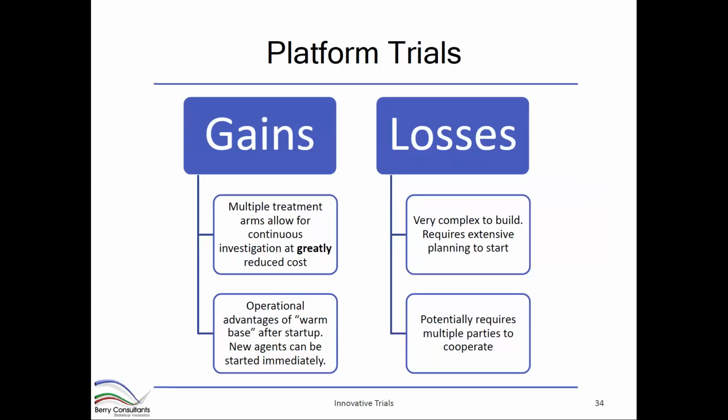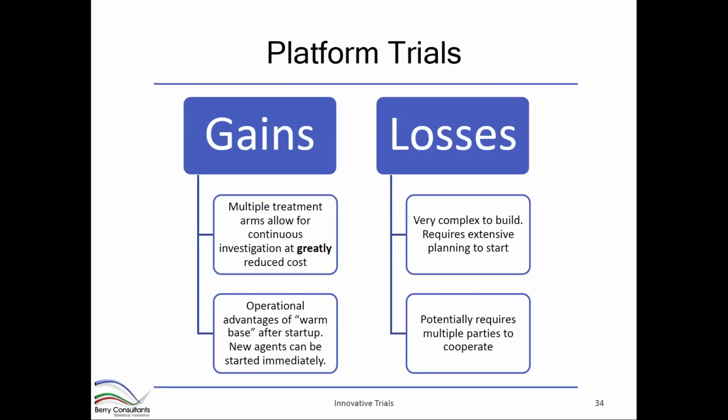The losses here: this is a very complex animal. These are new, and it takes a lot of effort to get everything balanced for arms coming in and out and make sure they work. So it is harder to start, harder to get going, but once it's going, it gets a tremendous amount of momentum. It also requires multiple parties to cooperate. Those 25 different treatments didn't run identical trials. They each had their own quirks, and you have to get everyone to agree to work in the same sandbox. That can be awkward.